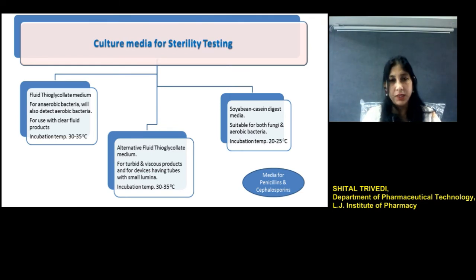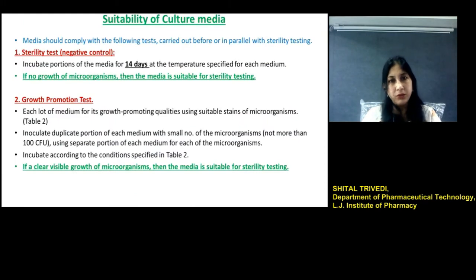Another culture medium is alternative fluid thioglycolate medium, and this one is used for turbid and viscous products and devices having tubes with small lumina. The incubation temperature required is 30 to 35 degrees centigrade. The third medium that is required is soybean casein digest medium, and that supports the growth of fungi and aerobic bacteria. Let's see about the suitability of culture media before its use for the sterility testing.